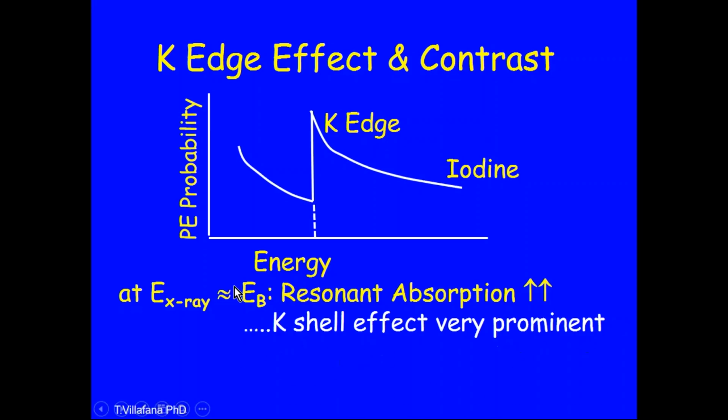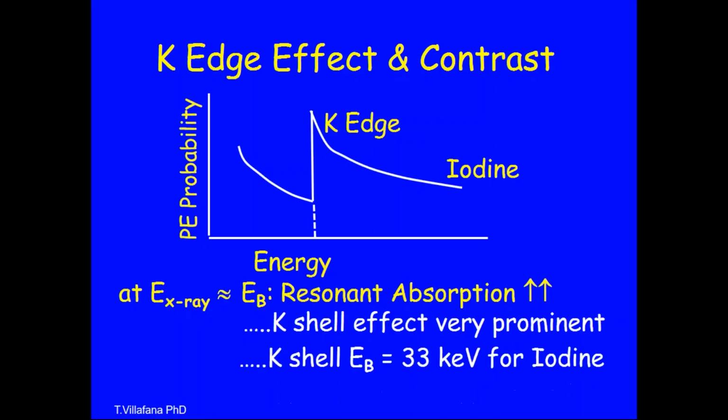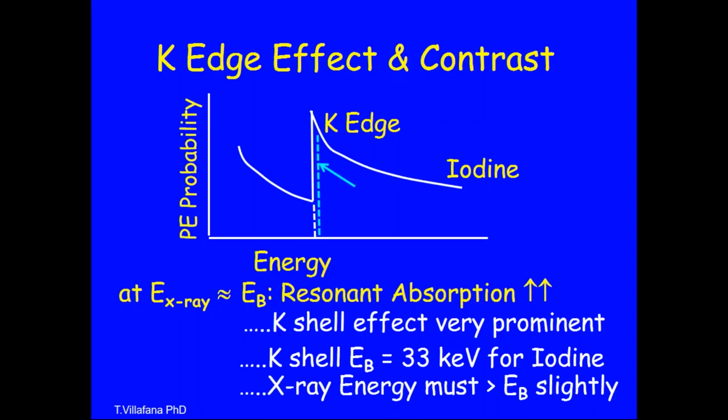When you match the X-ray energy to the binding energy, you actually have to go a little bit higher. But when you do that match, we have resonant absorption, where all of a sudden there's a tremendous increase in absorption of that K-shell electron. Now, iodine has a K-shell binding energy of 33 keV. And so for this to occur, you really have to be a little bit higher. You don't want to be at the bottom here. You want to be at the top. So you've got to be a little bit higher than the 33 so that you can be riding up on top of that extraordinary peak.